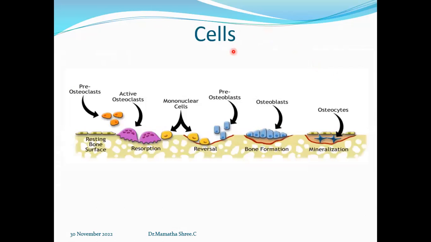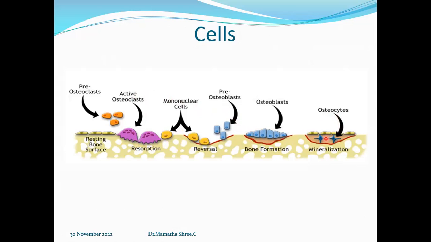So there are multiple cells in the bone, that is the pre-osteoclasts, which turn into active osteoclasts. What is the function of osteoclasts? It is bone resorption. Then there are pre-osteoblasts, which convert into osteoblasts. Osteoblasts are the ones which are helpful in bone formation. And then there are osteocytes. Osteocytes are helpful for bone mineralization. So this you should be very clear about. Clasts cause resorption, blasts cause bone formation, cytes cause bony mineralization.